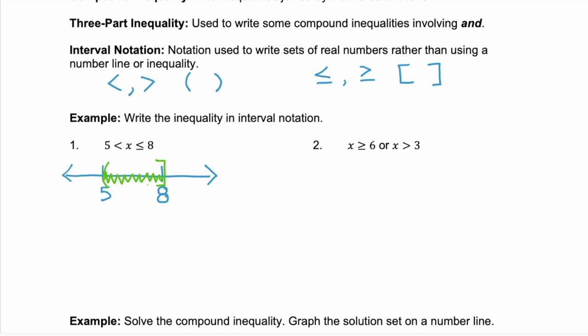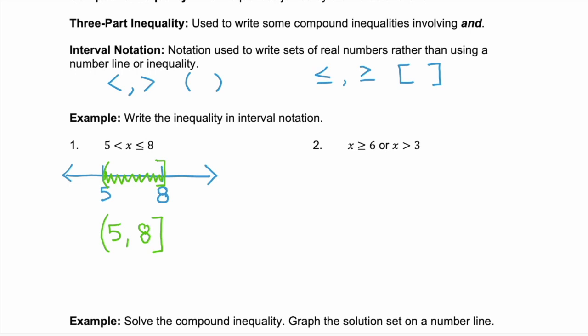And if you can get your inequalities onto a number line, that number line spits out your interval notation. So we know that our numbers go from 5 to 8. And at 5, we have a parenthesis, and at 8, we have a bracket. So from the number line, we are able to easily write that interval notation.